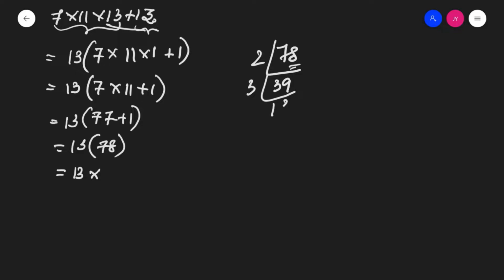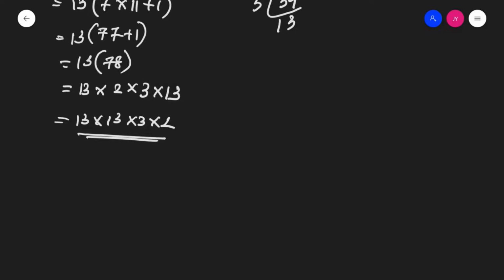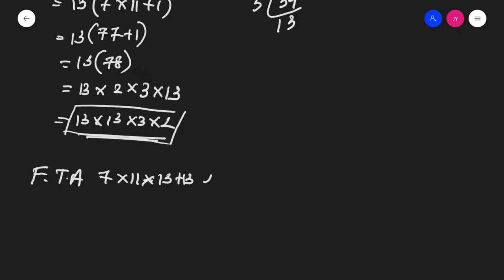Yes, 3 1's are 3, 3 3's are 9, and 13 is a prime number itself. So 13 into 2 into 3 into 13, which can also be written as 13 into 13 into 3 into 2. So 13, 3 and 2 are prime numbers. So according to the fundamental theorem of arithmetic, 7 into 11 into 13 plus 13 is a composite number.